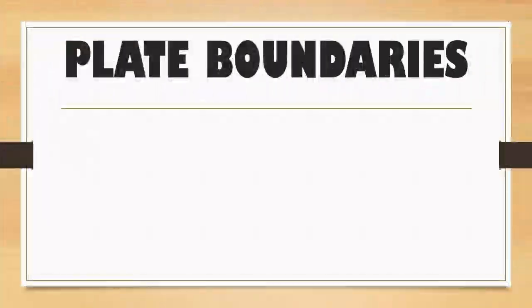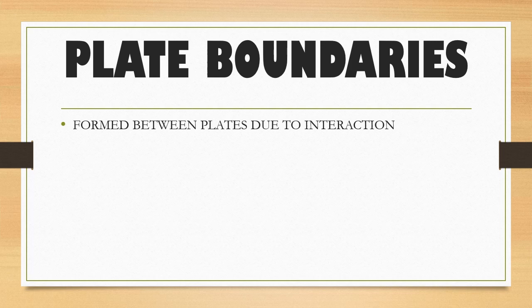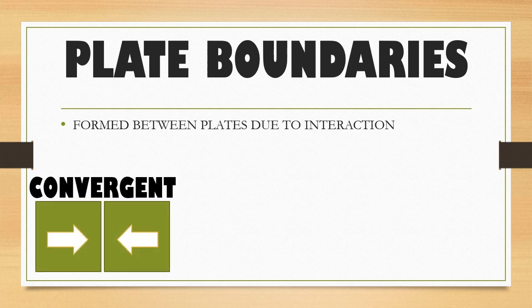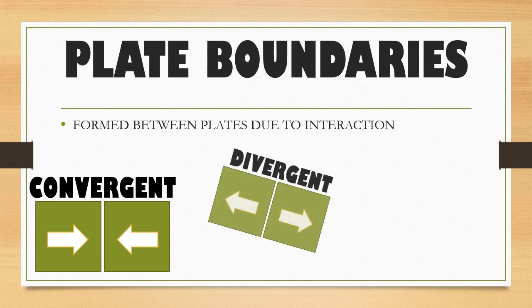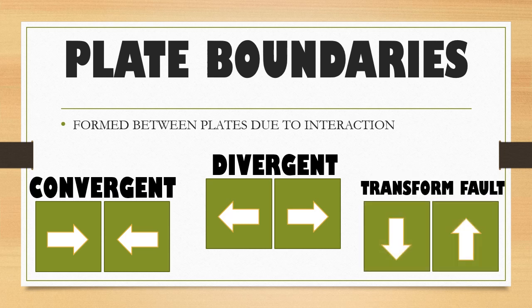So what are plate boundaries and how are they created? Plate boundaries are formed between plates due to interaction. A convergent plate boundary is found between plates that are moving toward each other. When the plates are moving apart, what lies between them is called a divergent plate boundary. A transform fault boundary is found between plates that are sliding past one another.